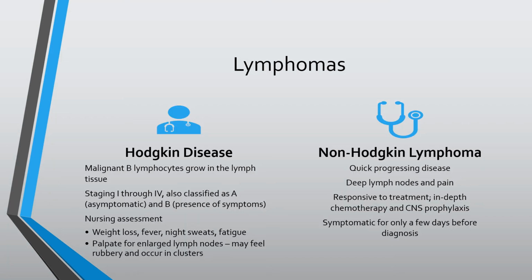So let's look at our lymphomas. Hodgkin's disease is more prevalent in those in the ages of 15 to 19 years of age. Non-Hodgkin's is usually more prevalent in children less than 14.